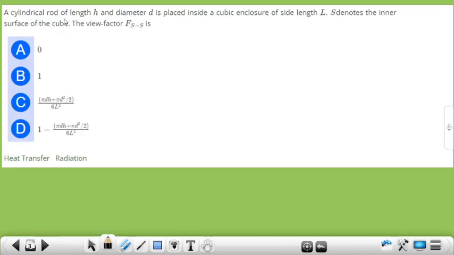A cylindrical rod of length H and diameter D is placed inside a cube enclosure of side length L. S denotes the inner surface of the cube. Then the view factor F(S to S) options are 0, 1 and so on, and let's solve the question.